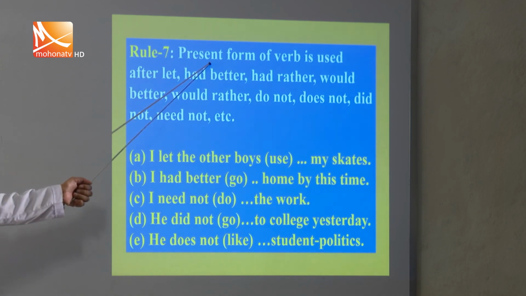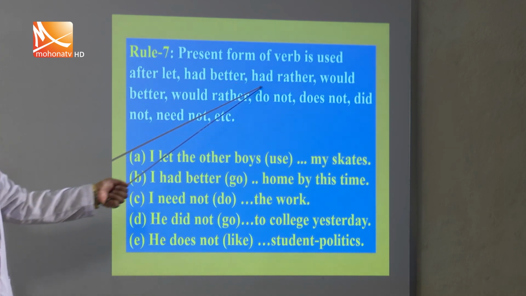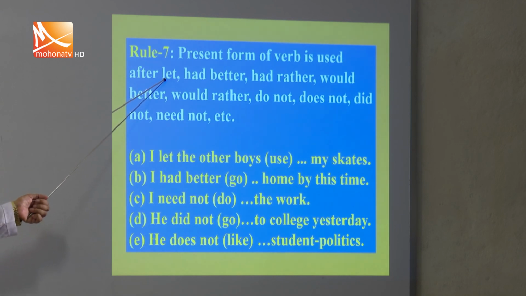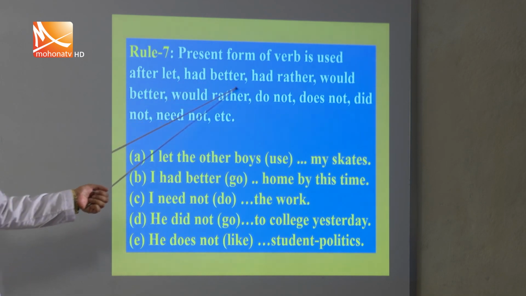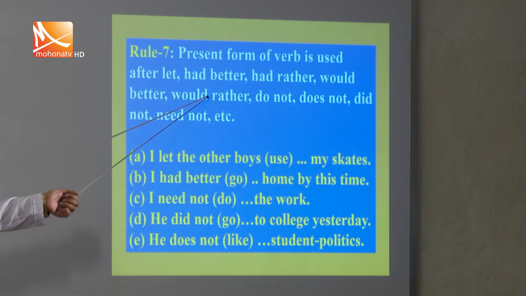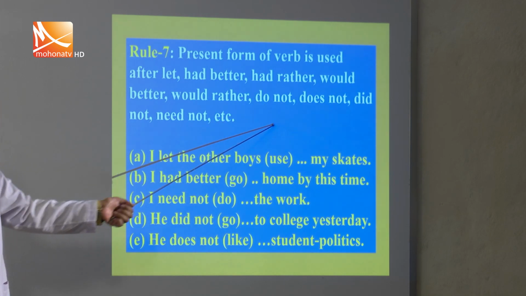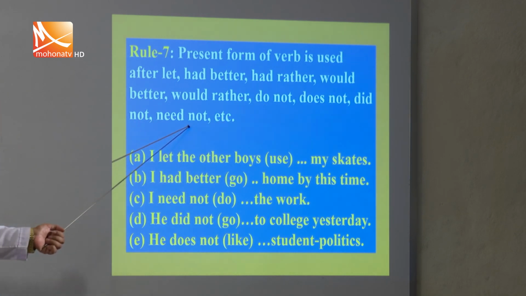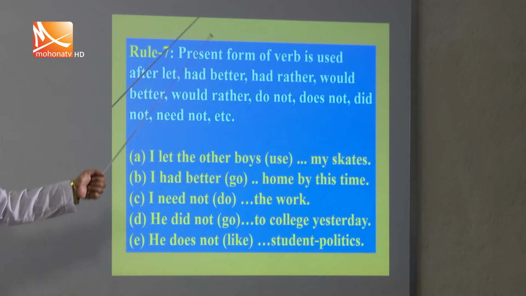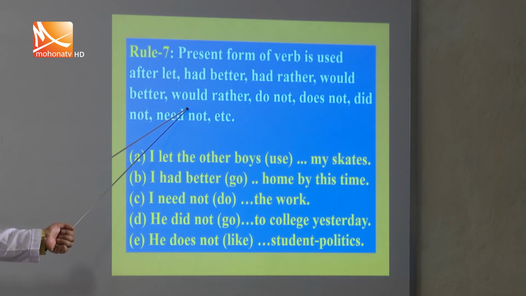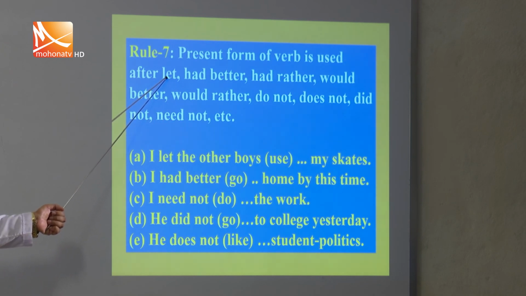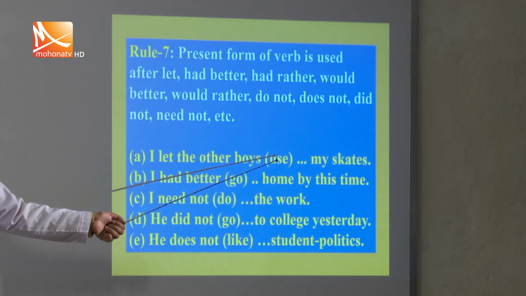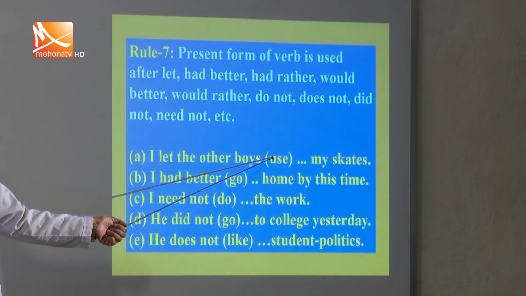Rule number 7, present form of verb is used after let. So, basic form of verb means present form of verb. Let, had better, had rather, would better, would rather, do not, does not, did not, need not, etc. After these words, we have to use V1.